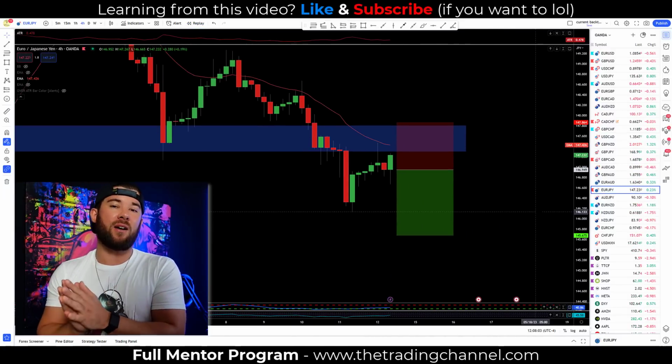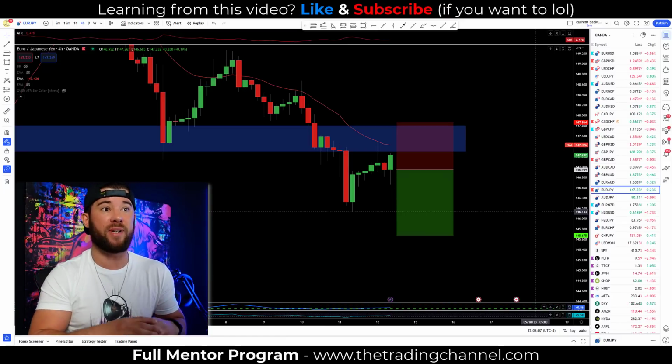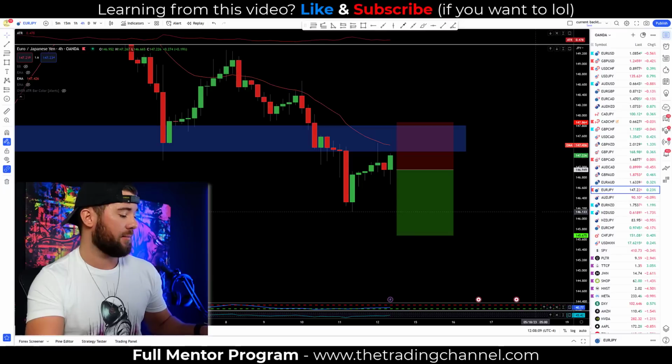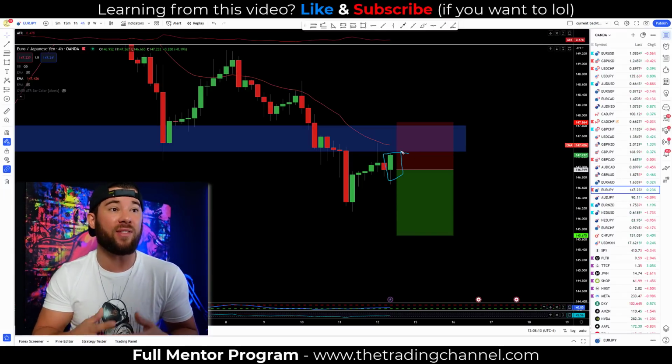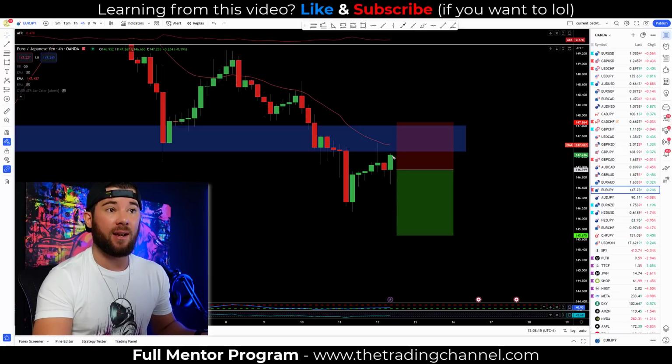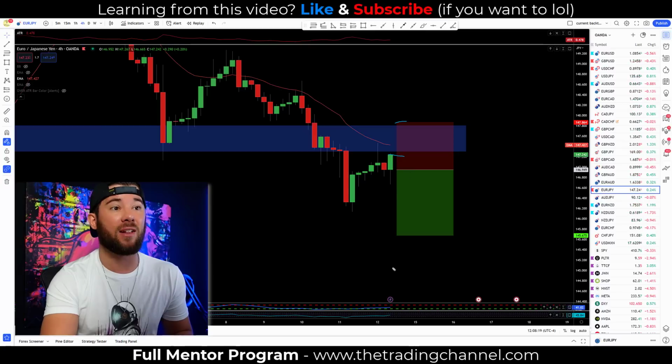Now, for a lot of new or struggling traders, you may think that I'm sitting here going, no, I'm definitely not going to enter this trade now because of this big green candle. Quite the opposite. What this big green candle tells me is I'm getting a better entry. I can have a smaller stop loss and a larger reward to risk ratio.